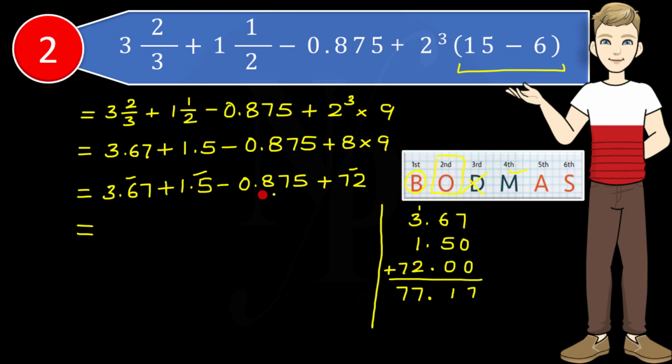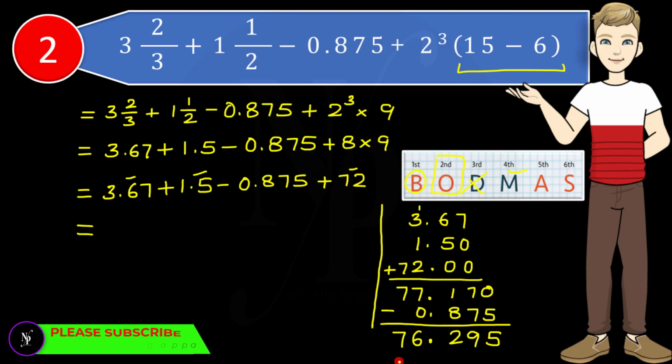Now let us subtract 0.875 from 77.17. I write 0.875 below, and I put a 0 here. Now let us subtract. Subtracting 5 from 10, I get 5. Here I have 6. 16 minus 7 is 9. And 10 minus 8 is 2. Here I have 6. So I get 76.295 as the difference. Therefore, on simplifying the given expression, I get 76.295.